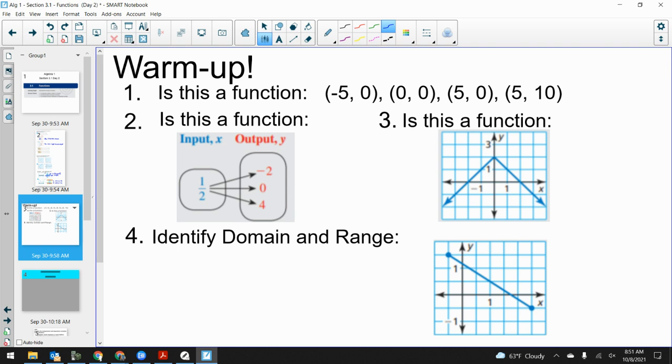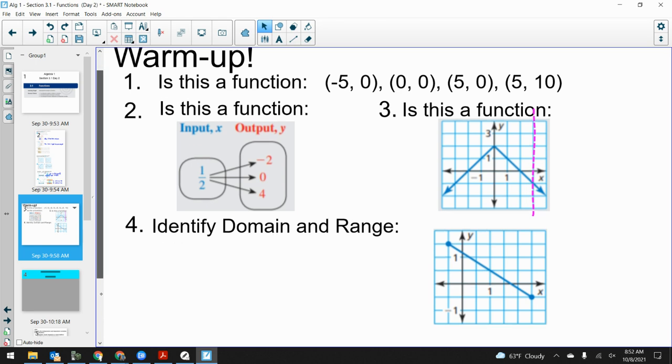Is 3 a function, Danielle? No. Why not? Well, if I draw this vertical line, where does it hit twice? So we say yes, it does pass the vertical line test, so it is a function. Does that make sense? A lot of people are trying to tell me, whoa, what if I draw the line this way? Then it doesn't hit twice. Well, that's not the vertical line test. That's a horizontal line test. That's something different.